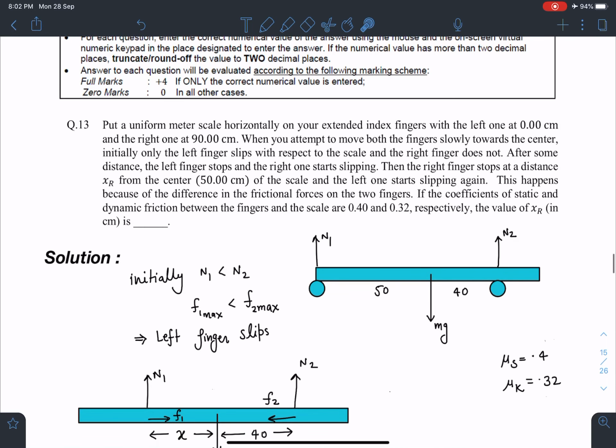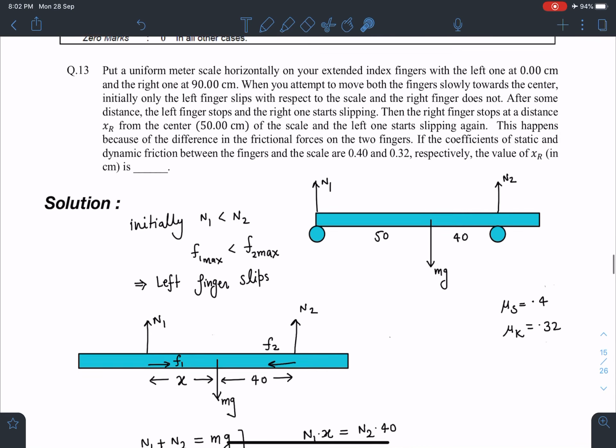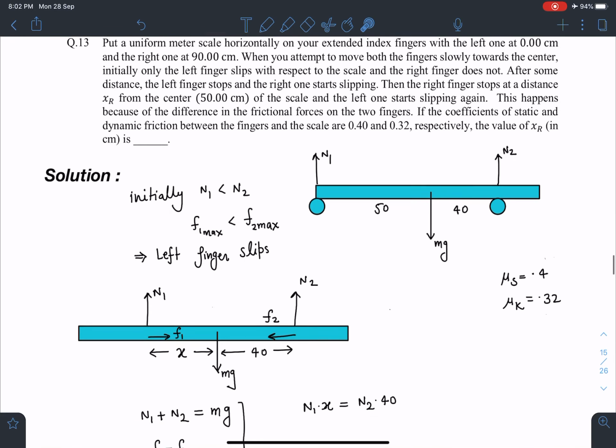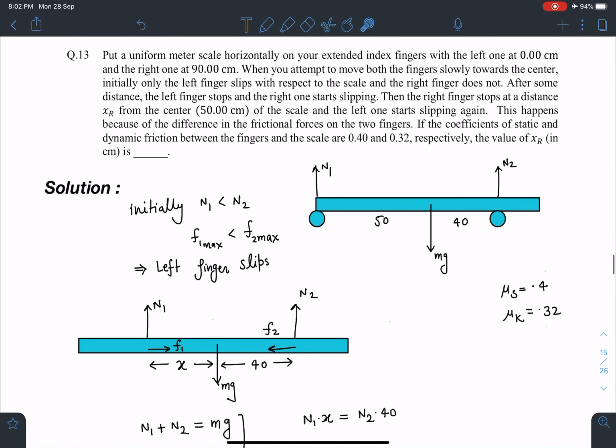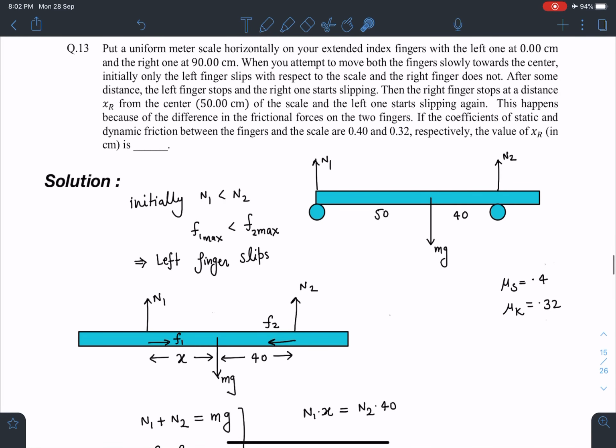Now again, this is a challenging problem. I'll say it's a pretty tough problem, especially when you read the question and try to get the idea of it. So here is the idea: when the rod is placed unsymmetrically on these two fingers, different normals n1 and n2 are going to act, and in this situation we can say n1 plus n2 is actually the weight mg of this rod.